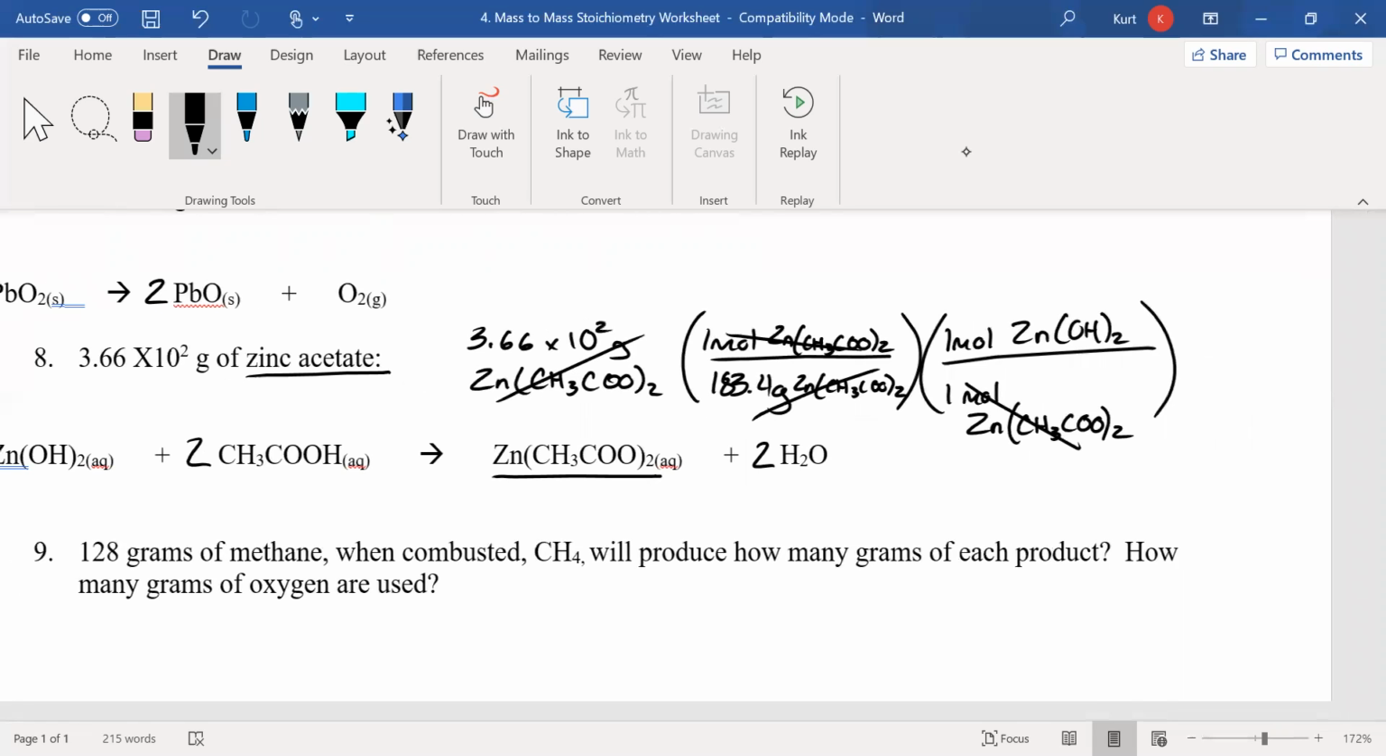I'm going to run out of space. I'll have to put it here, and just keep an eye on what math I'm doing. We then have 1 mole of zinc hydroxide. What did you guys get from the molar mass of zinc hydroxide? 99.4. Can someone confirm that? 99.4. All right.